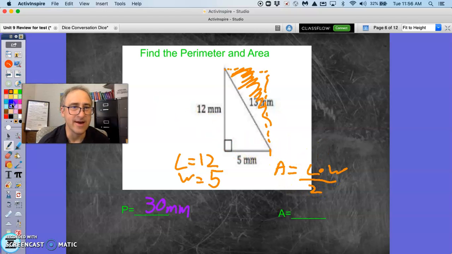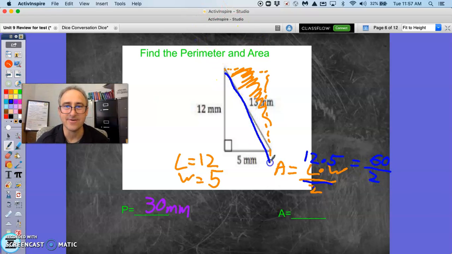So when I write that, I'm going to substitute my numbers in here. 12 times 5 divided by 2. Well, 12 times 5 is 60. When I cut 60 in half, like I cut the rectangle in half, I get 30. Now it's area, so that's filling it up with little squares, so it's millimeters squared.